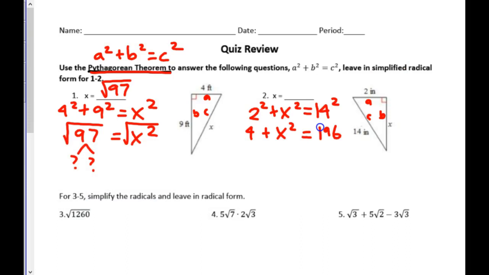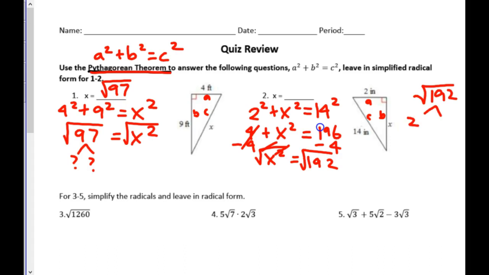Okay, now before I can get the square root, I need to get rid of this loner 4. So minus 4, minus 4. X squared equals 192. And I need to find the square root of 192. Okay, so what's the square root of 192? Well, it's even, so 2 times 96. Alright, and then that's even, so 2 times 48.